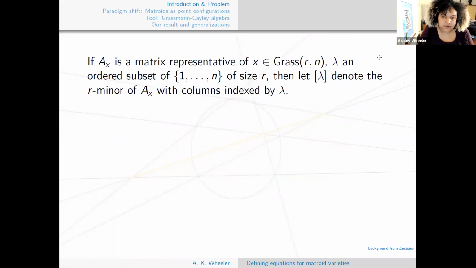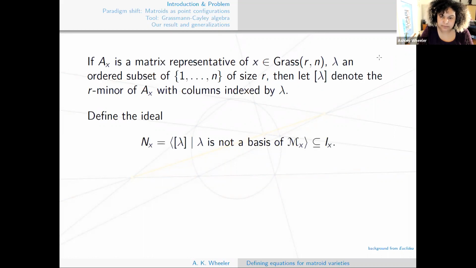All right, some more notation. Say A sub X is a matrix representative of a point in the Grassmannian X. And lambda is an ordered subset of the set from 1 to n of size R. Then I'm going to let brackets lambda denote the R minor of the matrix whose columns are indexed by the elements of lambda. So something in brackets refers to a determinant. Then I'm going to define this ideal in X given by all the brackets lambdas where lambda is not a basis of the matroid.